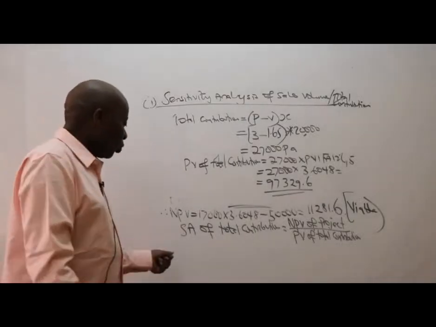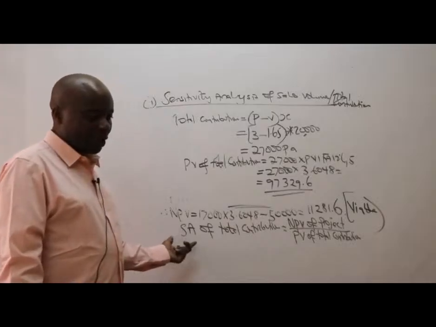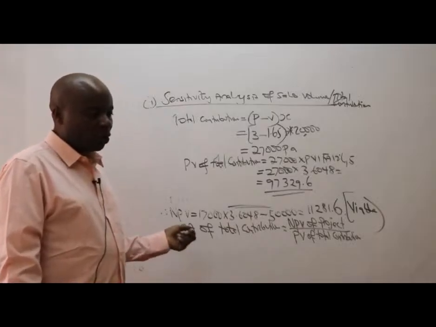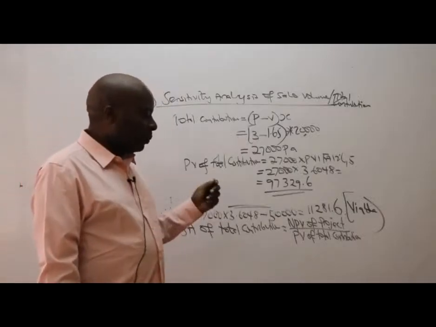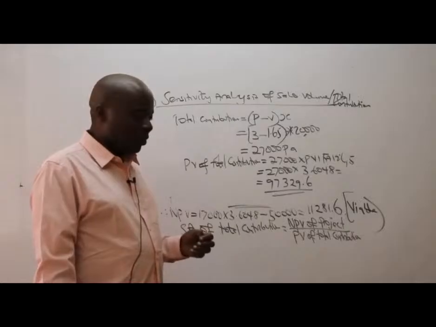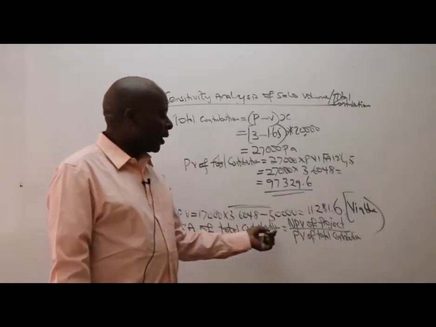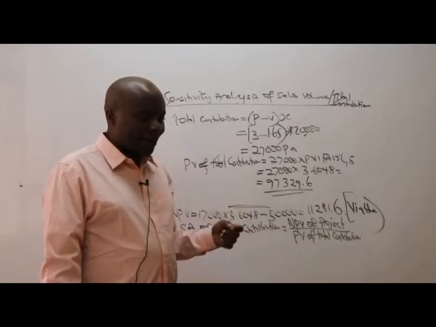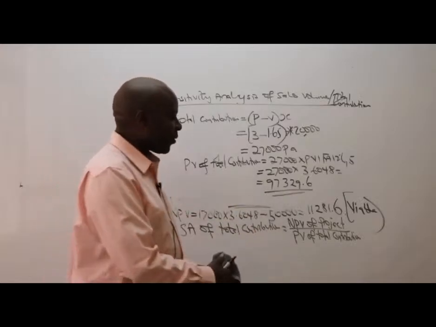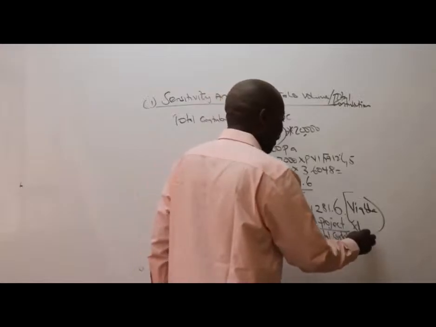SA stands for sensitivity analysis. Sensitivity analysis of total contribution equals NPV of project all over present value of total contribution, times 100. Thank you so much, yes, times 100.